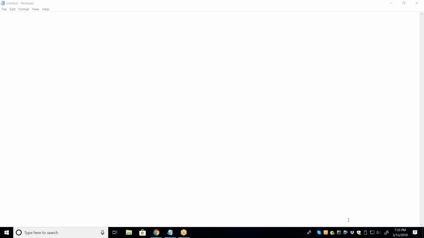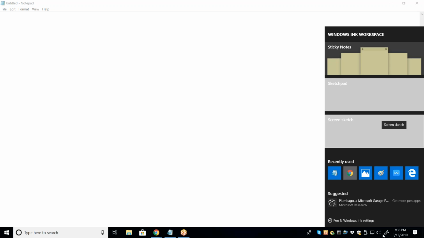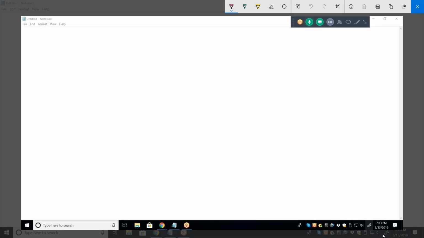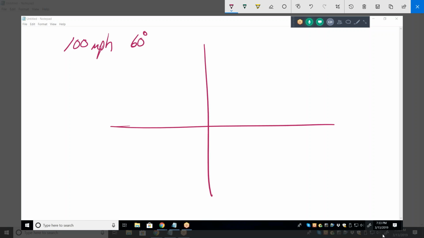I have a picture. It says a plane is flying at 100 miles per hour on a bearing of 60 degrees. Part A says to draw a diagram of the motion and to write equations for x and y in terms of t. 60 degrees means 60 degrees east of north, I believe.